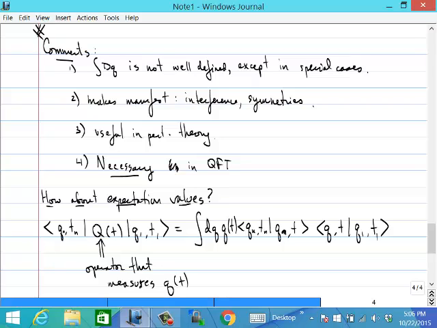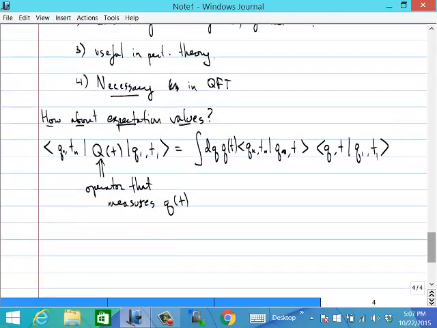So I haven't done anything here except insert a complete set of position eigenstates. And because I'm measuring that position, I have an insertion of q of t here. Well, we already know what the path integral formulation of this guy is, and we know what the path integral formulation of that guy is.